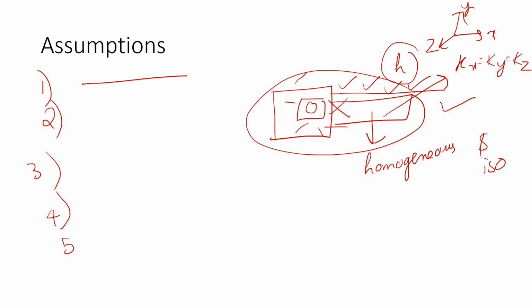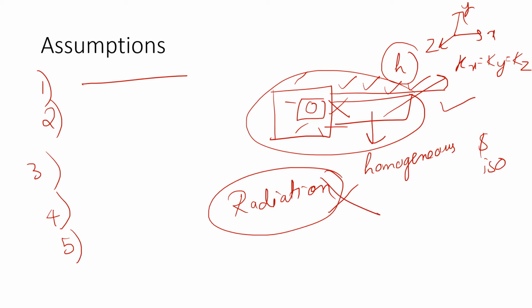Now the fifth point says negligible contact thermal resistance. If surfaces are in contact, then thermal resistance develops. So here the thermal contact resistance should be negligible and there should not be any radiation. Radiation is neglected. We are not talking about radiation. We call it negligible radiation. So these are the assumptions.